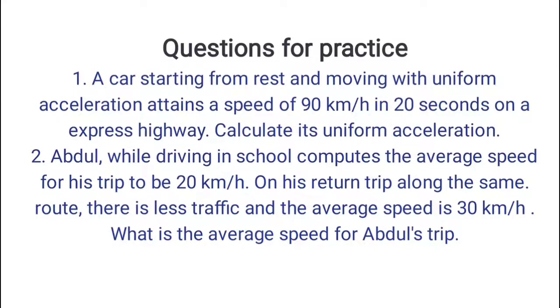The next question is: Abdul, while driving to school, computes the average speed for his trip to be 20 km per hour. On his return trip along the same route, there is less traffic and the average speed is 30 km per hour. So what is the average speed? Again there is a hint: for calculating average speed, you must have the total distance covered and the total time taken for that journey. Just try to solve these questions.